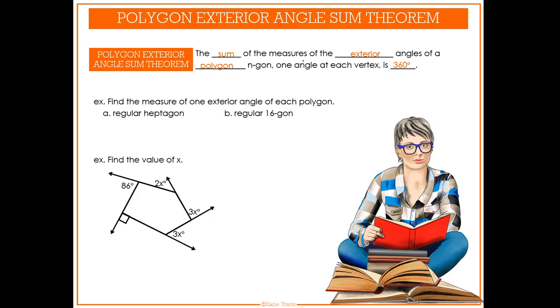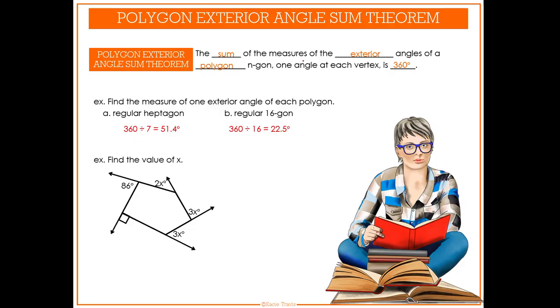So if we want the individual ones for this heptagon, we would just divide 360 by 7, and that would give us 51.4. If we wanted it for this 16-gon, we would just divide 360 by 16, which gets us 22.5. Now, the good thing about dealing with the exterior angle theorem is that it's always going to be equal to 360. So as long as you have your exterior angles, you can set up the math as you need.